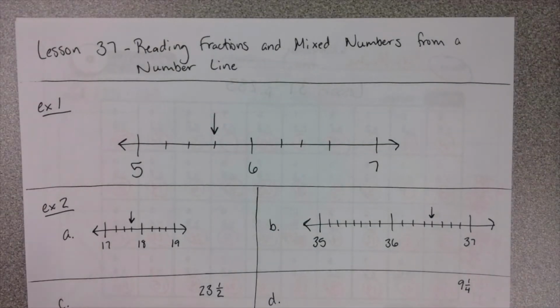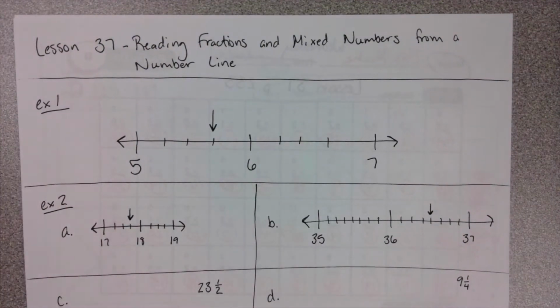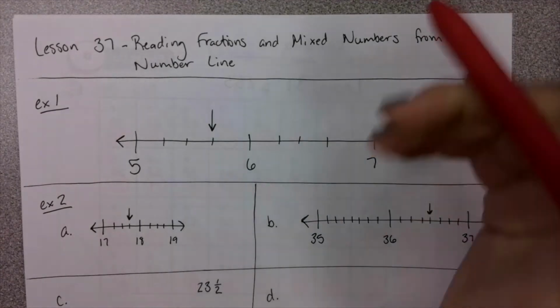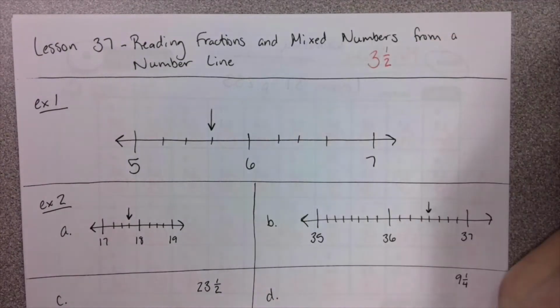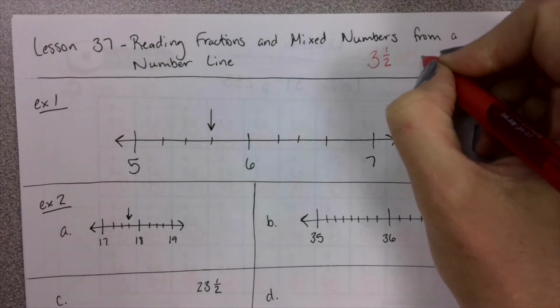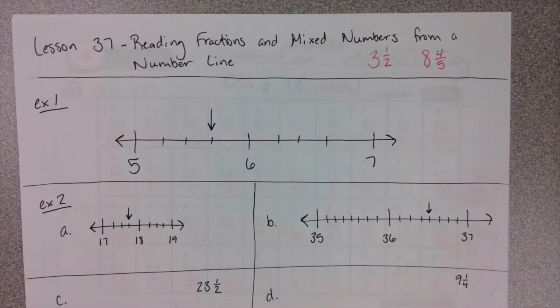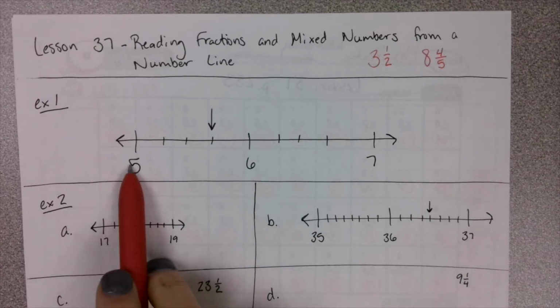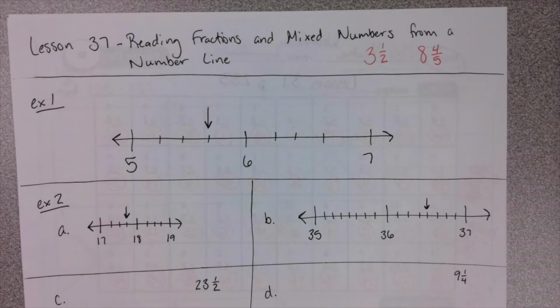Class, today we're on lesson 37. Today we're going to learn how to read fractions and mixed numbers from a number line. Now, when we're thinking about a mixed number, remember that was a number that has a whole number and a fraction. So like 3 1/2, or 8 4/5. Okay? Now, today, when we're going to look at our whole numbers, and then we're going to have to determine what our fraction is. Example 1 says, what number is the arrow pointing to?